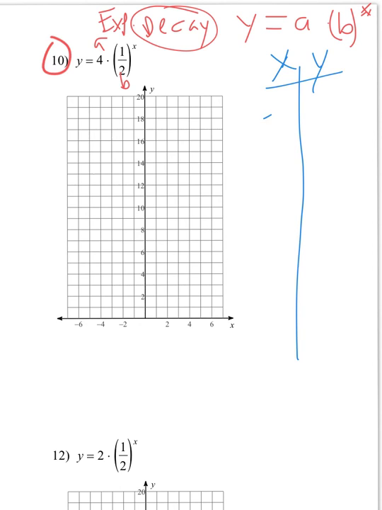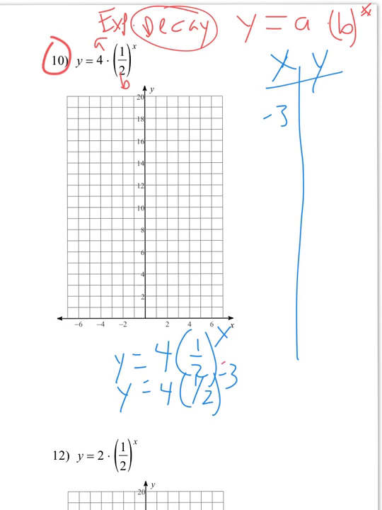So if we start at -3, and we put -3 in here, so I have y equals 4 times 1/2 to the x. So if I put in -3, it's 4 times 1/2 to the -3rd power. Now we have a rule with exponents. When this exponent is negative, we can go ahead and take the reciprocal of what's inside here, which would be 2 over 1 or just 2, and make it to the +3. So if I make this exponent positive, I got to flip this fraction over. So this is really just y equals 4 times 2 to the 3rd power.